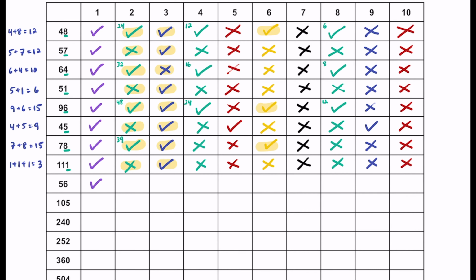Next one here we have is 56, so let's go ahead and say yes for 1. Okay, does it end in a 5 or a 0? No, so this 5 fails. Does it end in 0? No, so 10 fails. Now it does end in an even number, right? 6 is an even number, so we can check off 2.